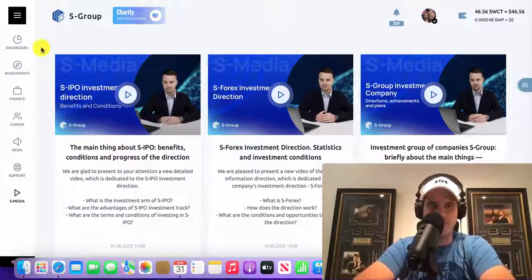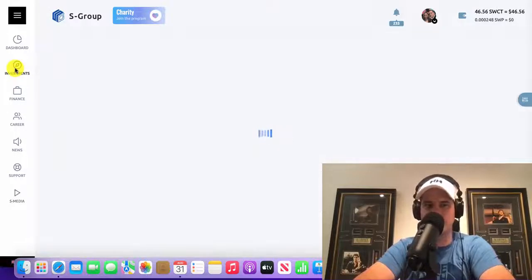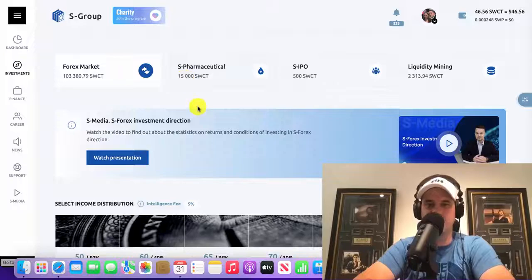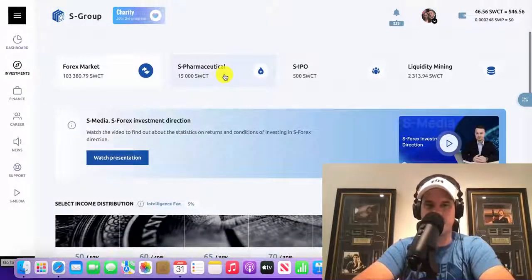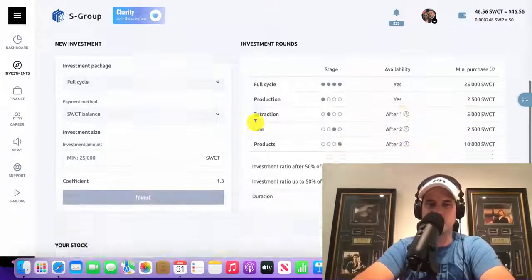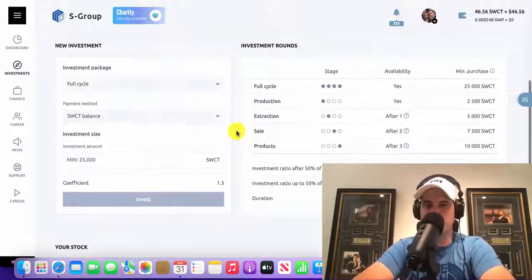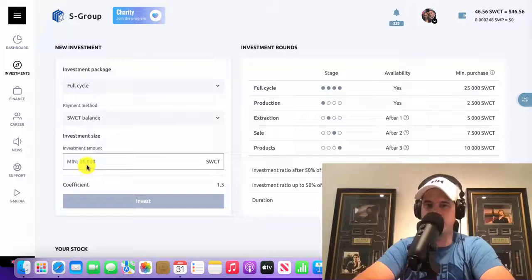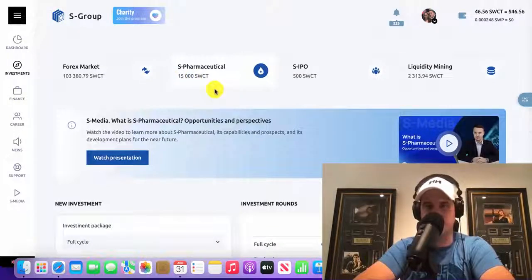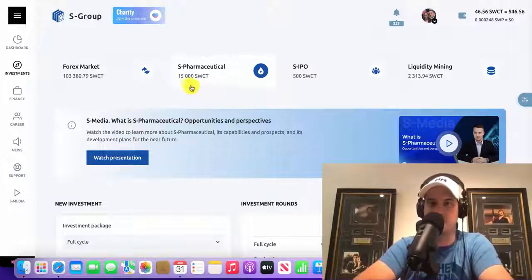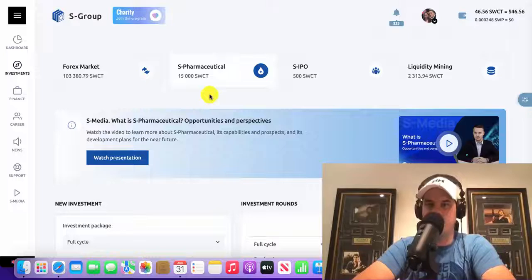So next tab up here, we're actually going to go back to investments and finish this off. We looked at the Forex market. We talked about that. We saw my little investments that I had there. We'll go to S-Pharmaceutical here. The maximum investment in S-Pharmaceutical is $25,000. I put $15,000 in here just because at the time, I earned $15,000 that month. And me and my wife talked about it.